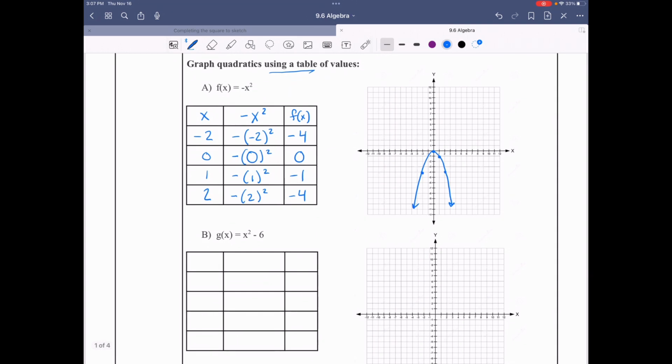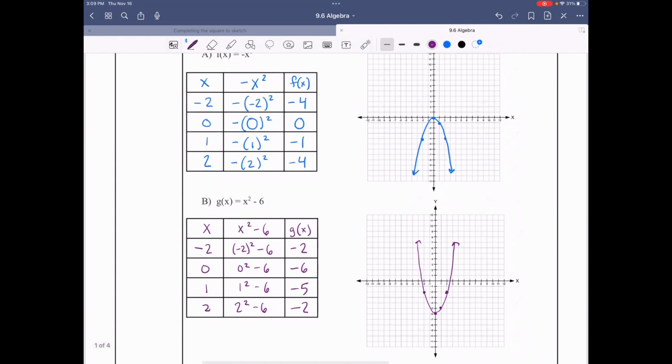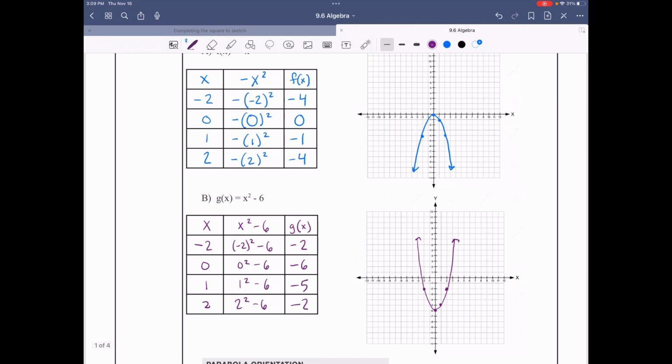I'm going to pause the video and have you do B in your groups on the whiteboards. So check your parabola. If you're not sure, then go ahead and look at each of the inputs that I put in. Your inputs may be different, and that would give you different points, but the shape of your parabola should be the same.